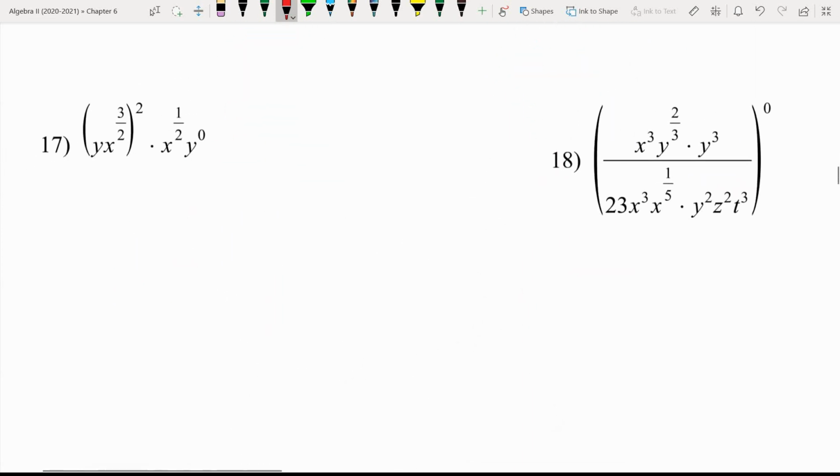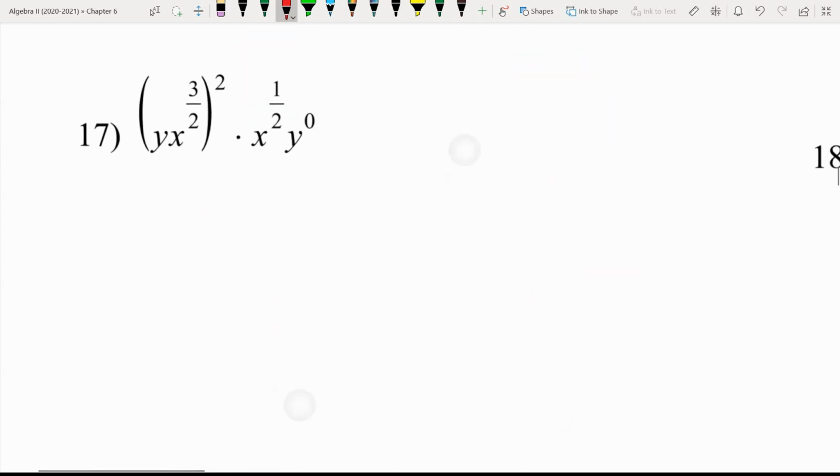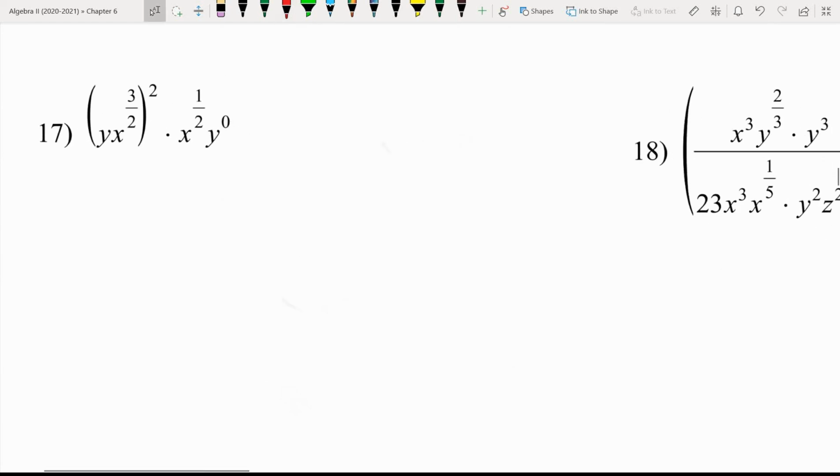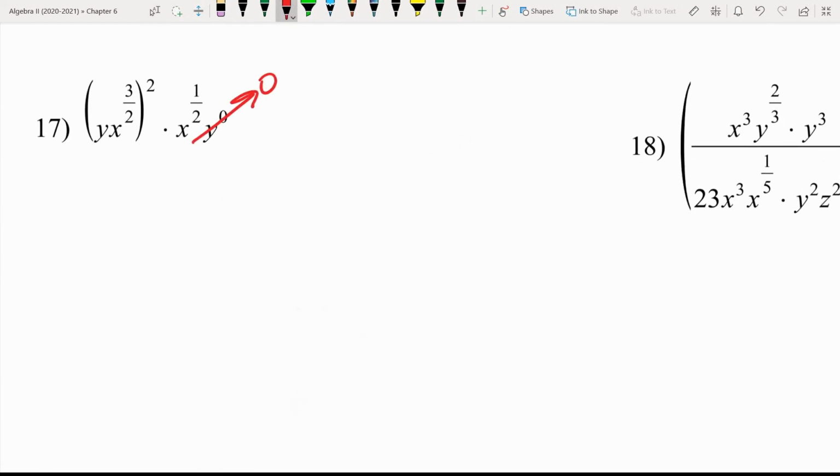All right, this one here is a little bit more complicated, but notice right off the bat, we got this y to the 0. Whoops, that's not equal to 0. It's equal to 1. So I'm not even going to worry about that. But I do have to take care of this here first. But I have more than one thing in here. This is y times x to the 3/2. So I actually have to distribute this 2 times both of those.